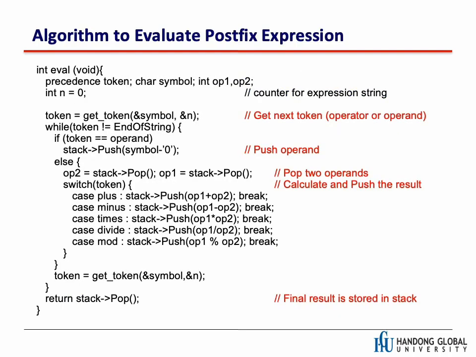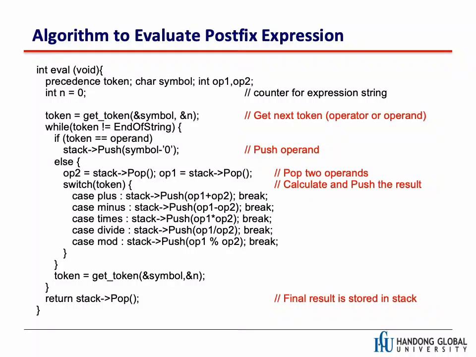Okay, here's an algorithm to evaluate the postfix expression. In these functions, this is an algorithm, not an implementation of this algorithm. So we have a token, a symbol, two operands, and we have n. n is the counter for the expression string, so it indicates the location of the symbol. First we call get token. We pass the address of this character variable symbol, and the address of the integer variable n.